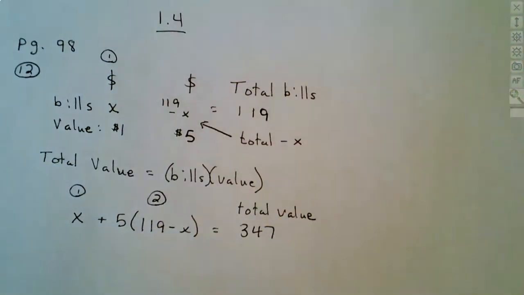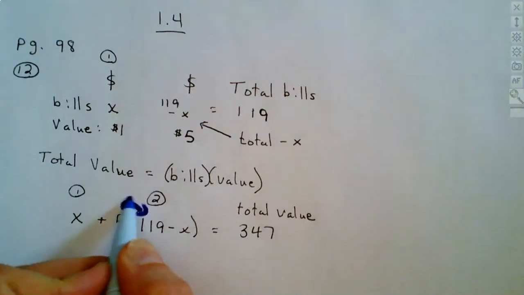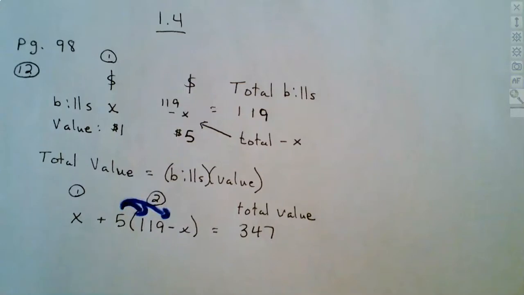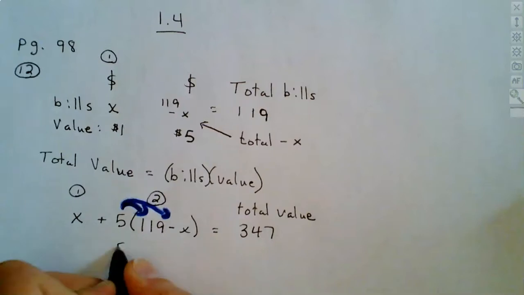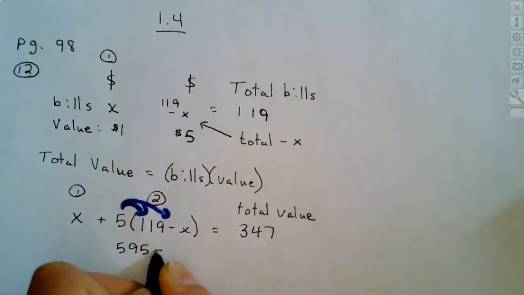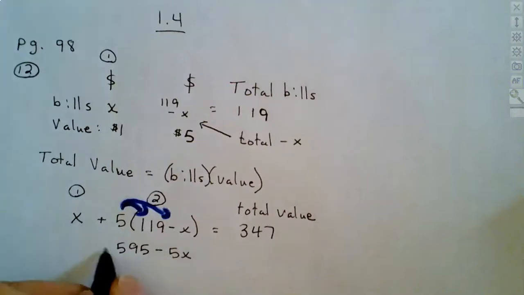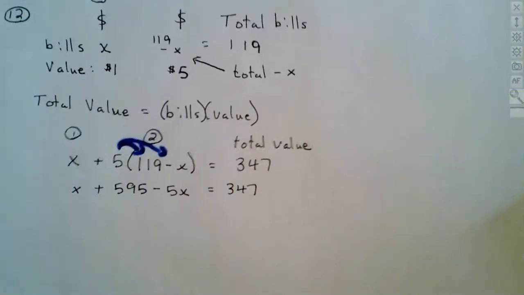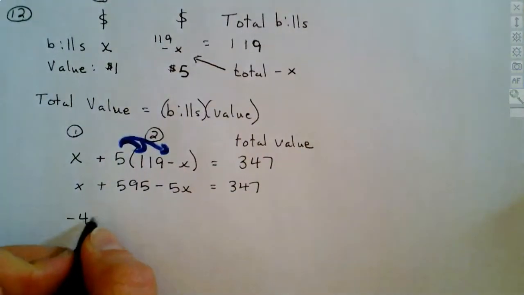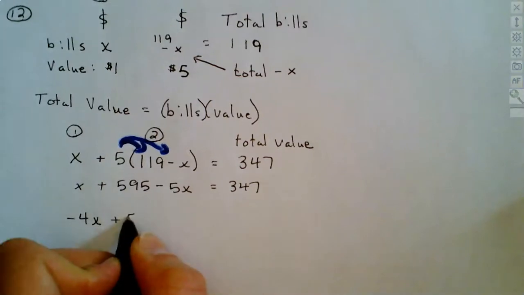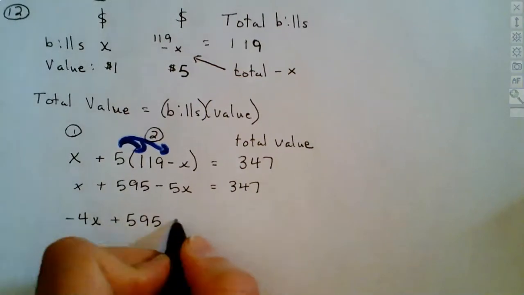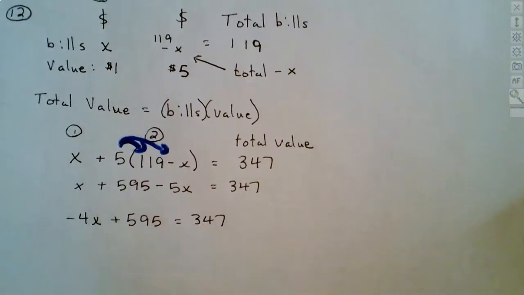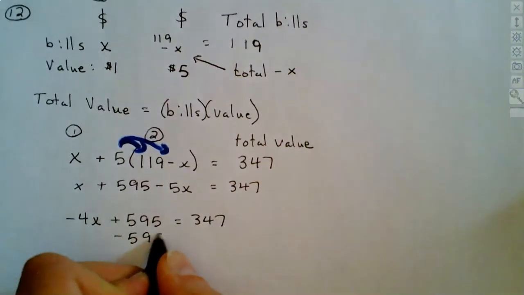Now we can solve this and we can answer the question. So distribute that 5 through. 5 times 119. Well, that's 595 minus 5x. And that equals then 347. We're going to put the x's together on the left, so that makes it 4x plus 595 equals 347. Move that 595 over.